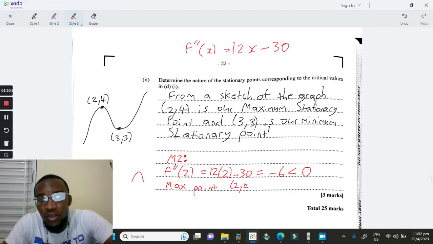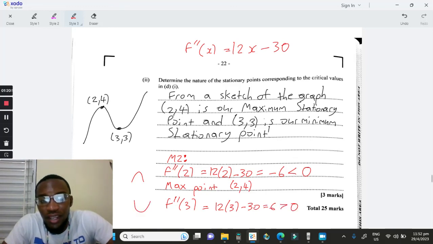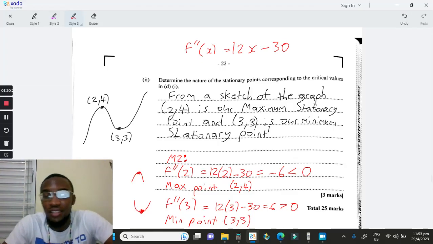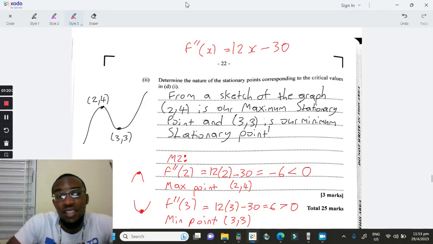That's (2, 4). And then the second derivative at 3 is equal to 12 times 3 minus 30, which is 6, which is greater than 0. When it's greater than 0, we smile. And when it smiles, that means it's a minimum point. The minimum point is (3, 3). So whichever way you choose to do it to get the max or the min point, that's fine. That's really fine.